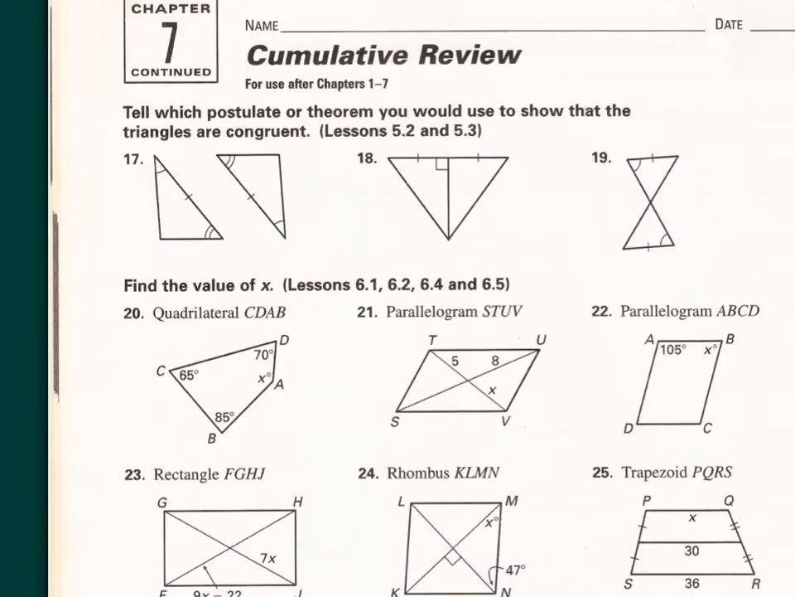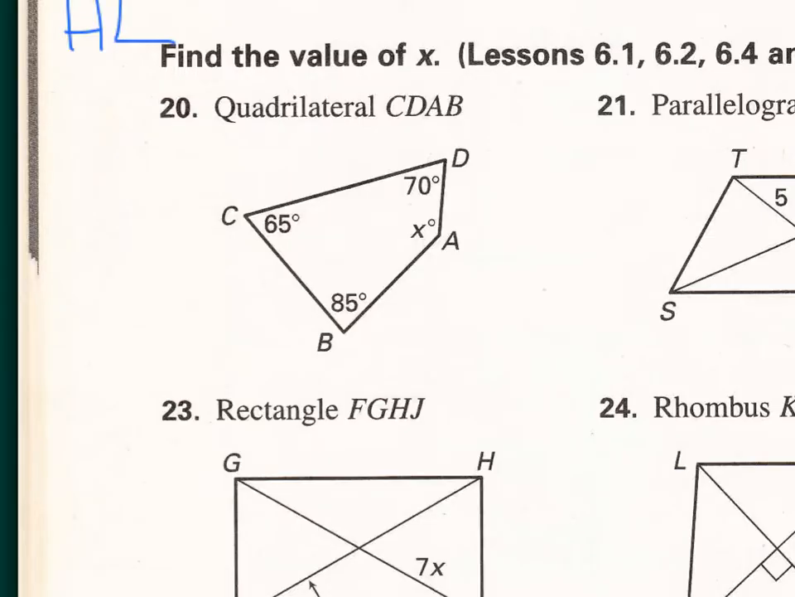On 17, 18, and 19, you need to tell us what postulate or theorem you would use to describe the 2 triangles being congruent to each other. So you've got side-side-side, side-angle-side, side-side-angle, angle-side-angle, and hypotenuse-leg. Those are your 5 options to use for 17, 18, and 19. Good luck. On number 20, you need to find the value of x.